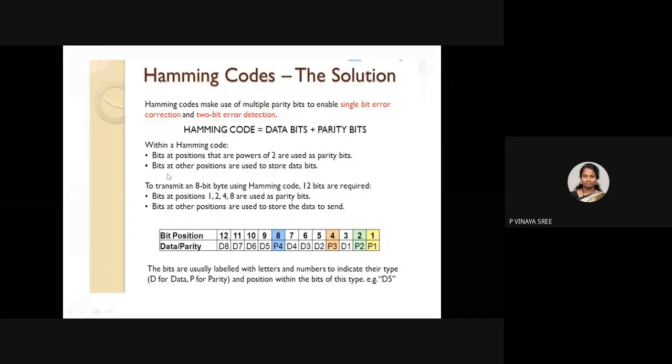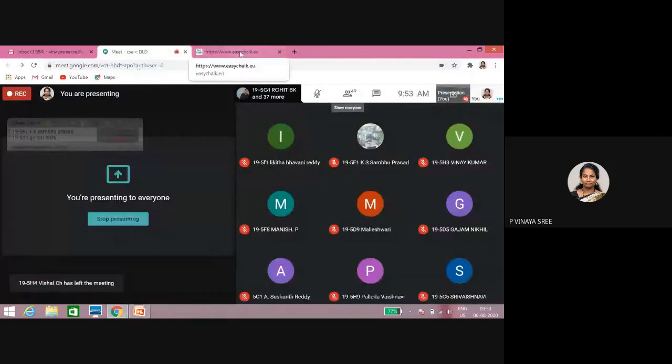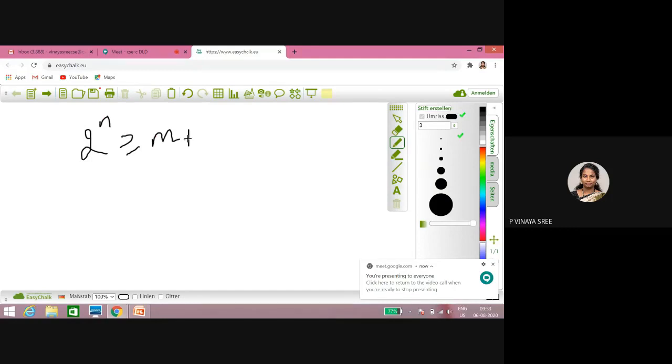Now, the size of the message that the sender wants to send is the main thing. Here it wants to transmit 8 bits, which is nothing but 1 byte, using a Hamming code. So how many parity bits are needed? Based on your formula we need to decide. So what is that formula? 2 power n greater than or equal to m plus n plus 1.